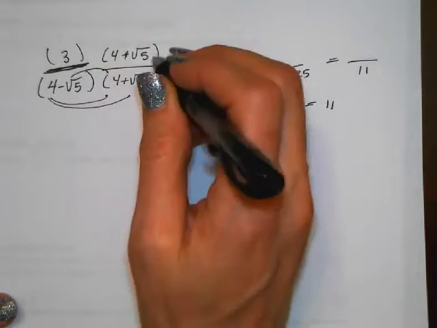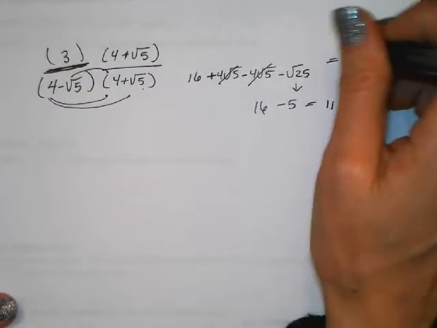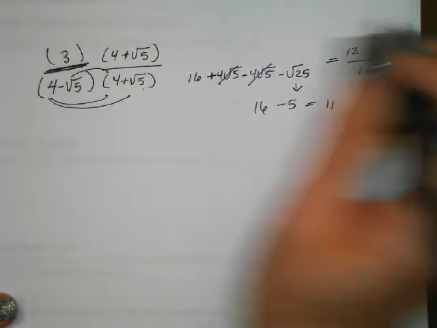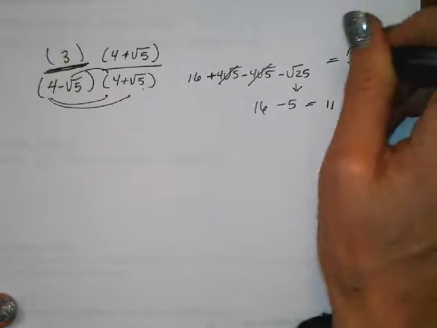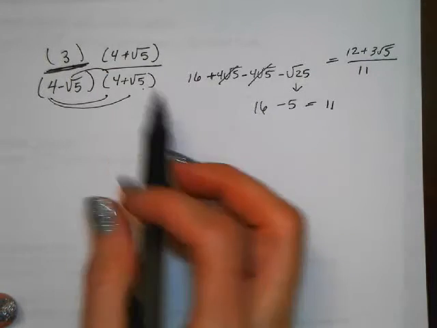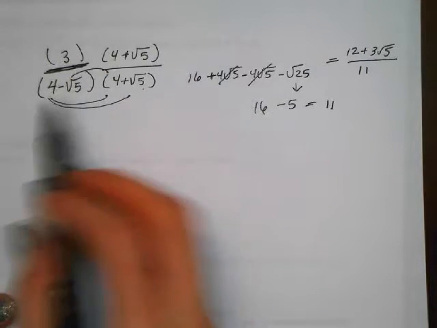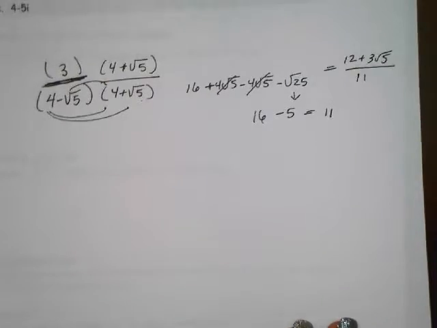The top we'd have to multiply, and 3 times 4 would be 12, and then 3 times the square root of 5 would be plus 3 square root of 5. And so that would be our answer. But by multiplying by this conjugate, it will again allow the radical to disappear.